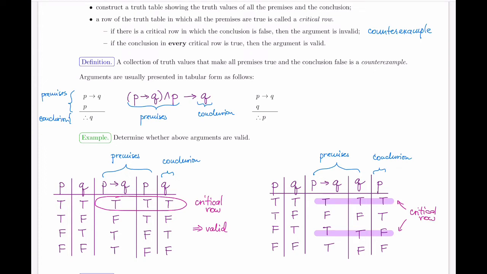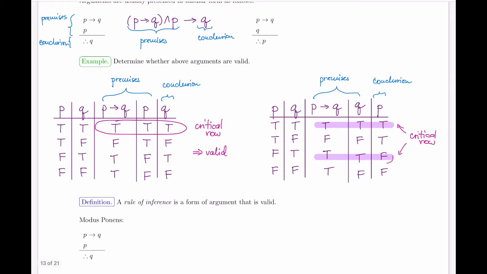Next up, I have to look at what happens to the conclusion in these rows. If the conclusion is true in every critical row, then the argument is valid. If it is false in any one of them, then it is invalid. So I look at the conclusion in the critical rows. Are they always true? Well, no, clearly there's a false here. The moment you have at least one false, that means that the argument is immediately invalid. So because of this false in this critical row right here, I know that the argument is invalid.